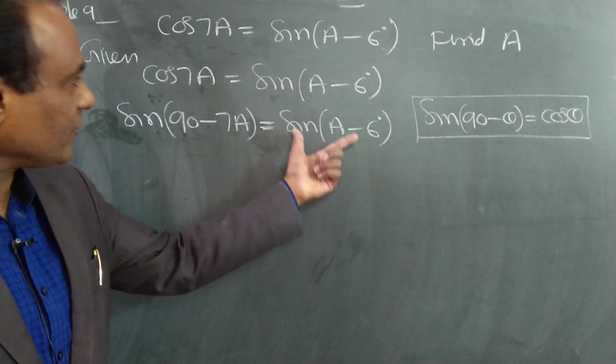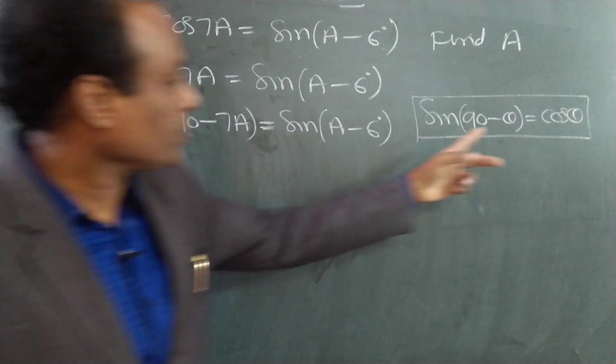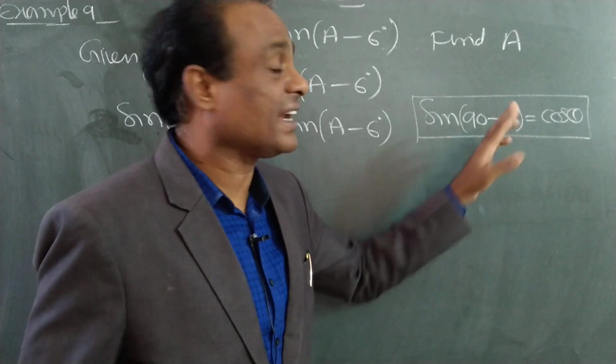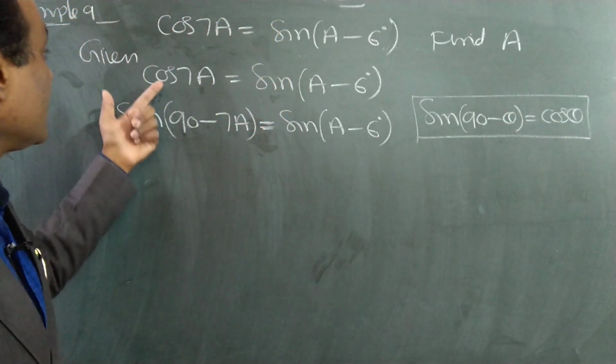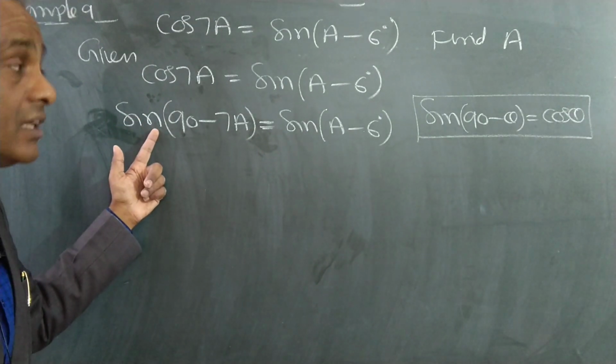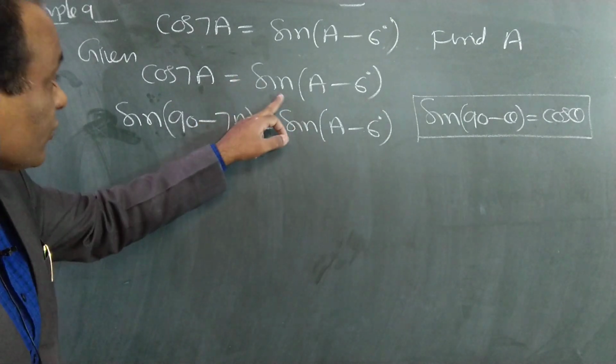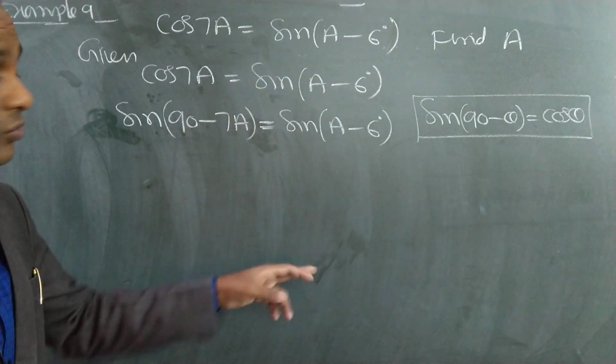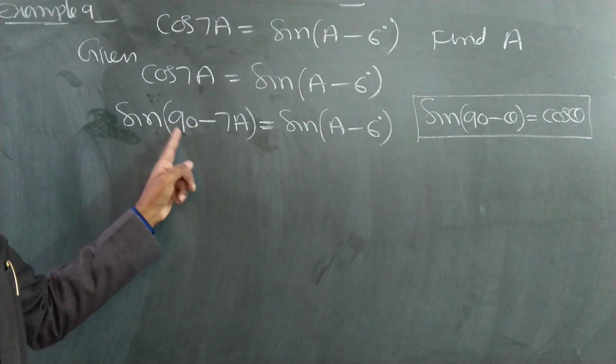Right side keeping the same, in place of cos theta I am writing sin(90 minus theta). Why am I writing like this? Cos is equal to, why am I writing sin? Because both sides should have the same ratio. So cos theta is sin(90 minus theta).